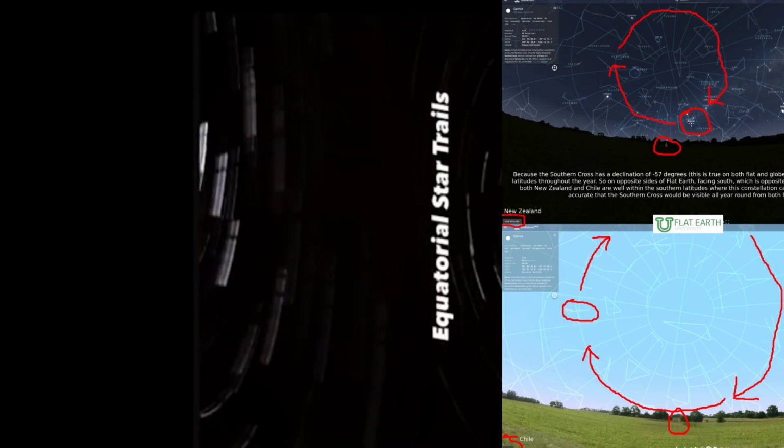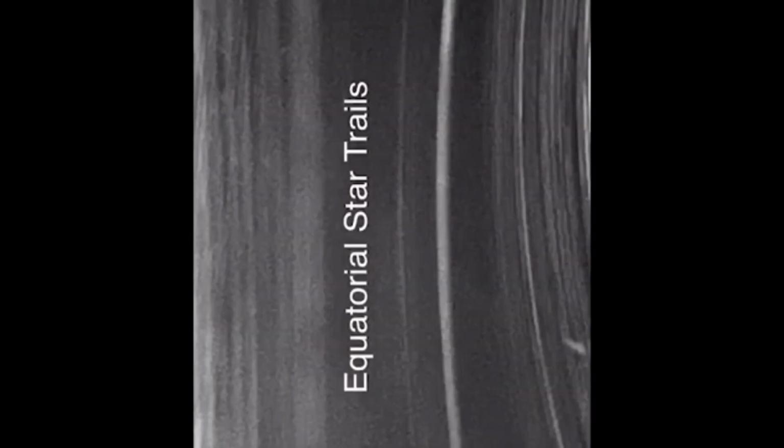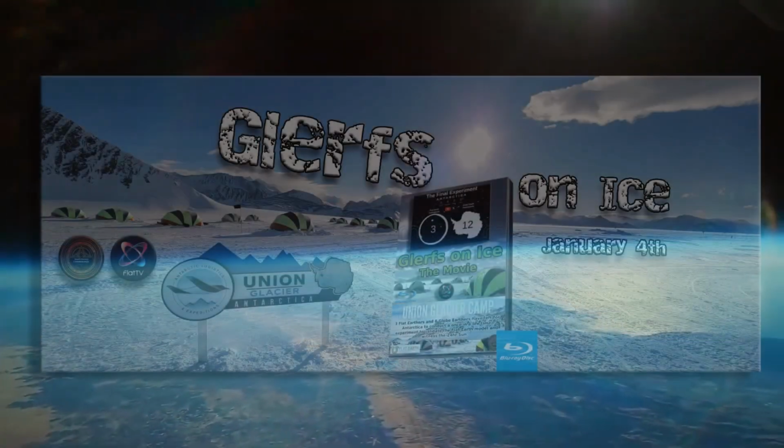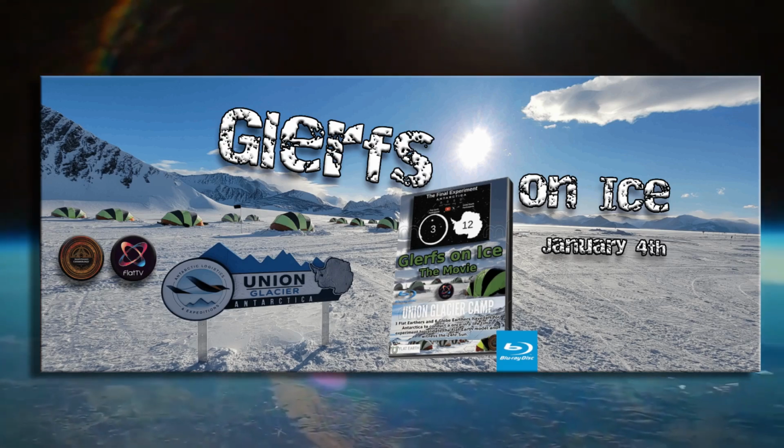All of this just goes to show that regardless of what the sun, moon, and stars look like or what they're doing over our heads, it has no bearing on what the Earth looks like or what it's doing under our feet.